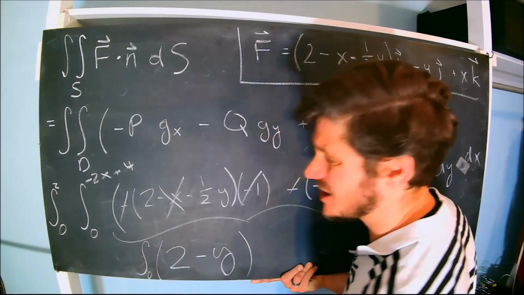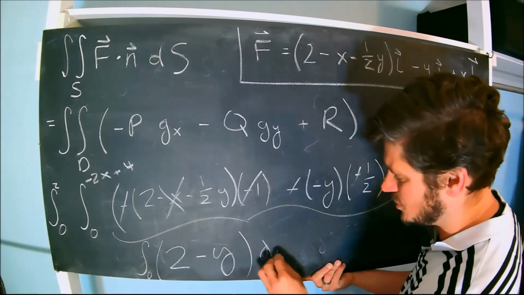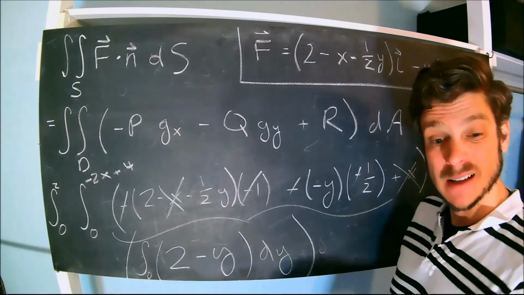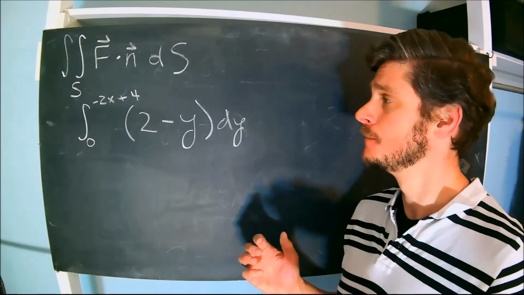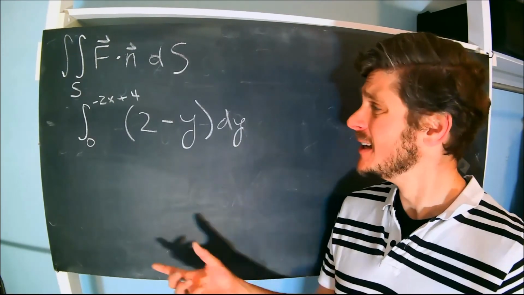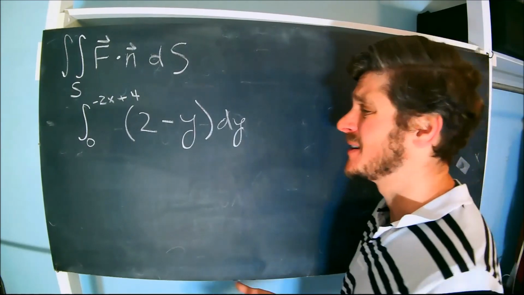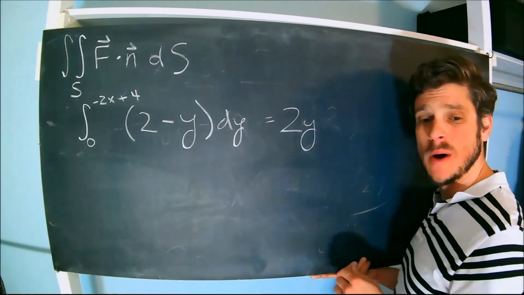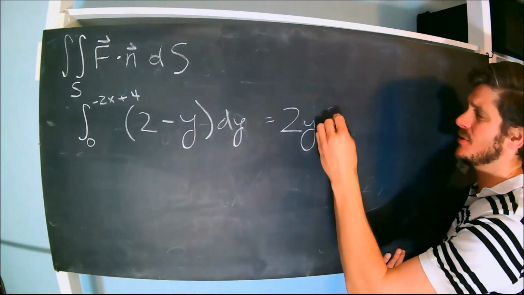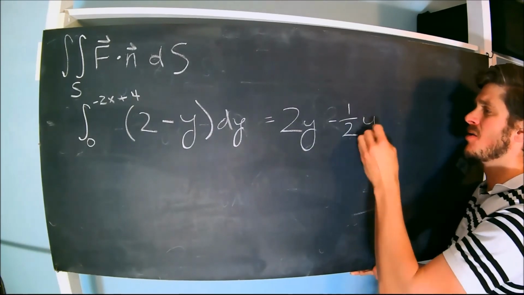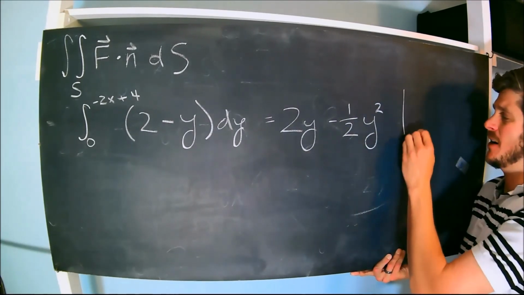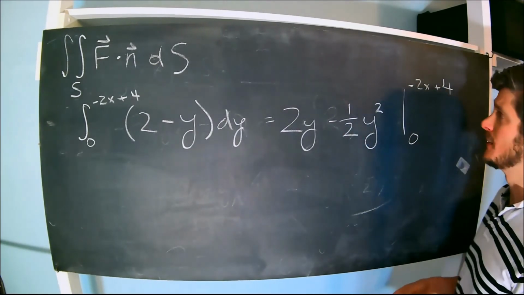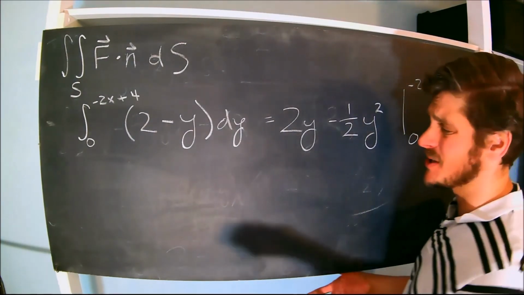And now my first integral is going to be to integrate with respect to y. Again, we'll do that one first. Let me get a clean board to work this one out. Here's the first part of our iterated integral, and this integration is actually going to be pretty easy. What's the antiderivative of 2 with respect to y? 2y. And the antiderivative of y with respect to y, so minus 1 half y squared. And we're evaluating from 0 to negative 2x plus 4.